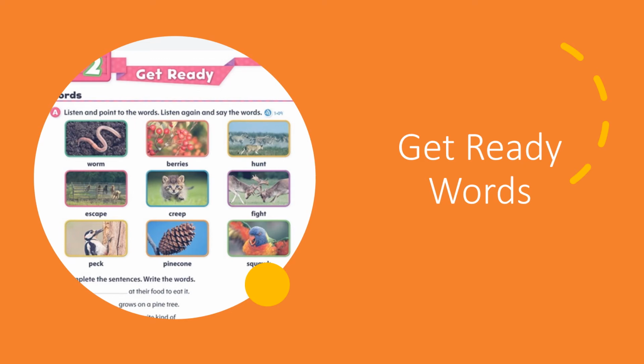Second, a dash grows on a pine tree. Pine cone. Number 3. Strawberries are my favorite kind of dash. Berries. Number 4. Some animals in the rainforest dash for their food. Hunt.